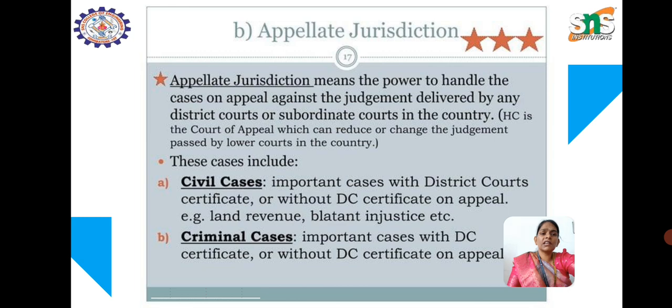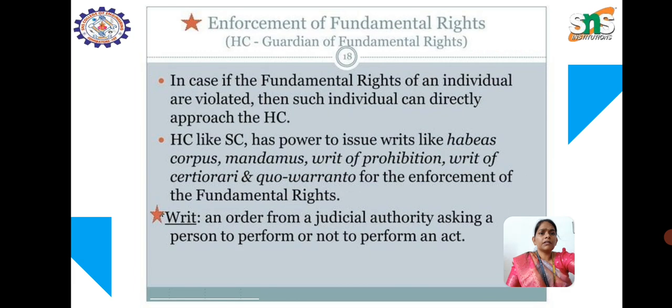These cases are of two types. One is the civil case and the second one is the criminal case. So, the important cases within the district court, with DC certificate or without DC certificate, can be taken on appeal. For example, land revenue cases can be appealed to the High Court, and criminal cases, with DC verification or without DC certificate, can also be appealed.